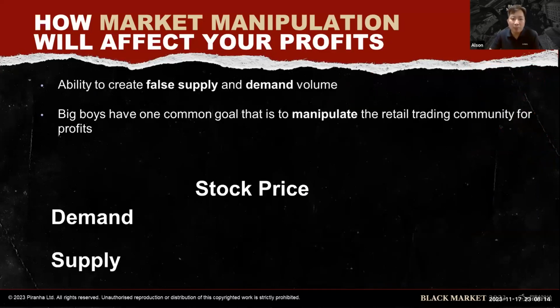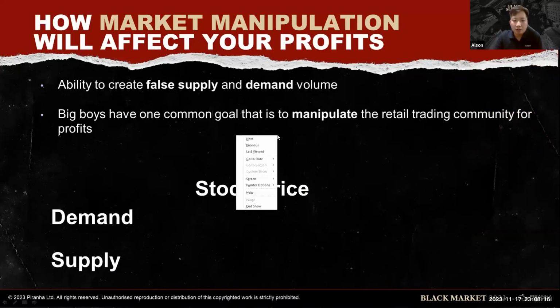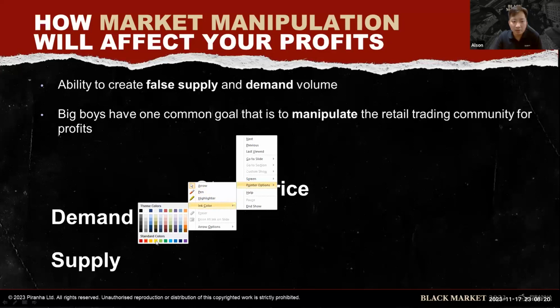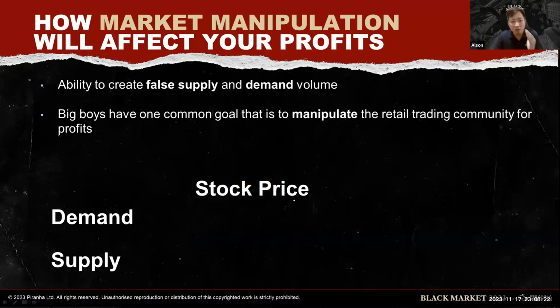A lot of people think the market works like this: if a lot of people are buying a particular stock, prices will go up. If a lot of people are selling a particular stock, there's a lot of supply, so the stock price will go down. This is what most people think about the stock market.